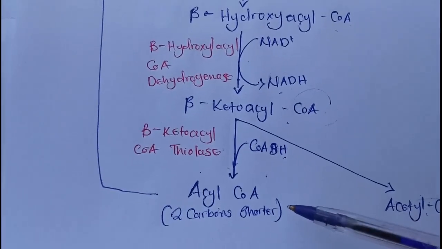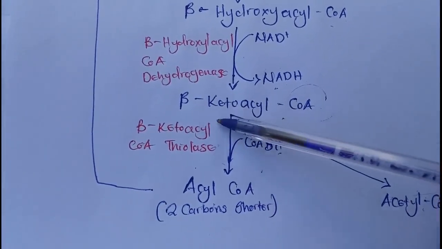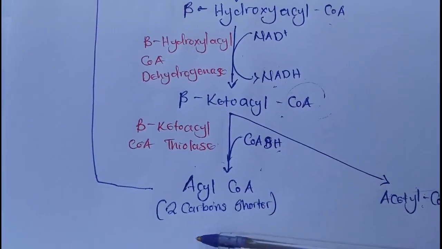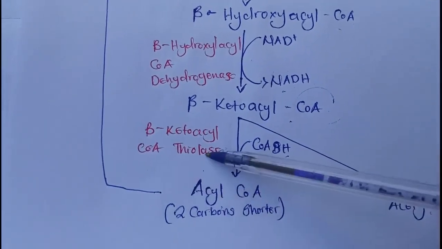Oh, and sorry, we forgot to mention the enzyme that was being used to convert beta ketoacyl CoA to acyl CoA, which is 2 carbons shorter. So the enzyme is simply beta ketoacyl CoA thiolase.